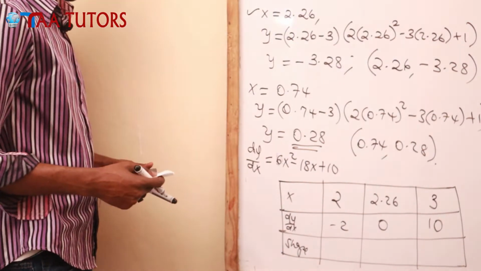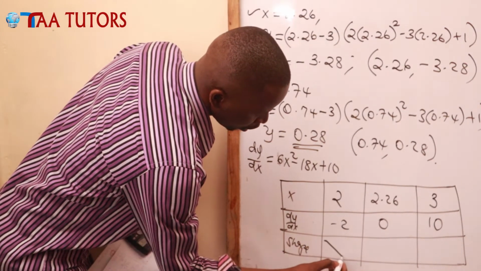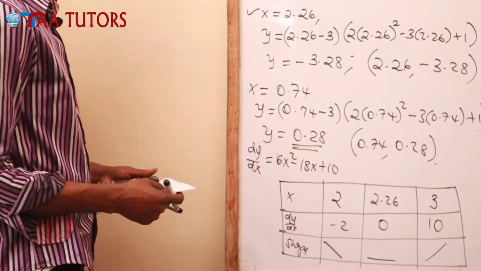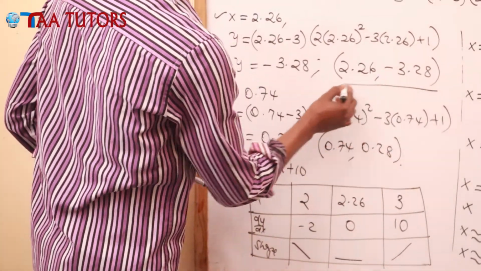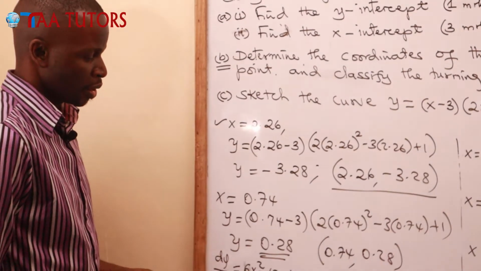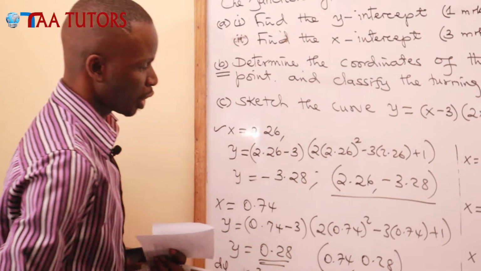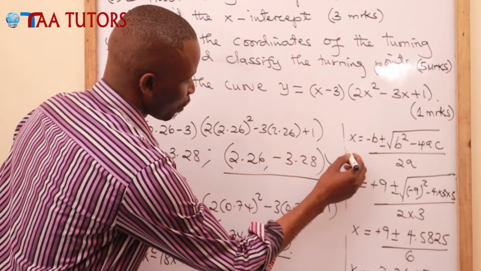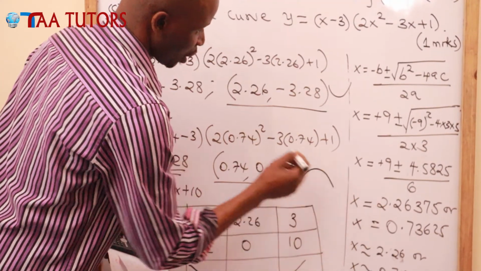So if it is giving us like this, we know the shape here therefore should be this way. This should be 0, then that one should be like that. So we can tell that the point 2.26, -3.28 should give us the minimum turning point, and then therefore this one will be the maximum turning point. So we expect that at this particular point the graph will curve this way, and at this particular point the graph will come this way.